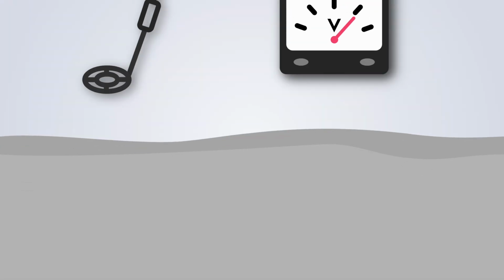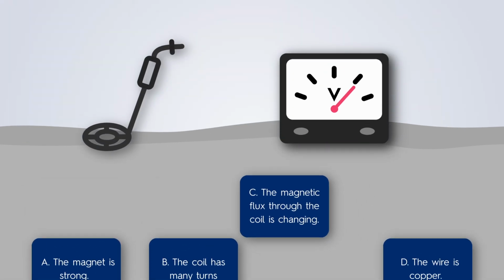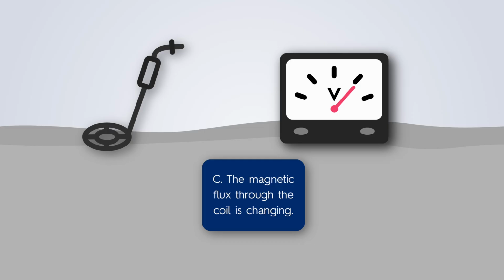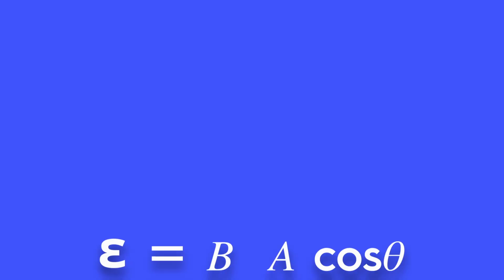Now, let's go back to our quiz. The answer is C. It is the change in magnetic flux that creates the voltage, not just a strong magnet, not a special wire. Here's a common trap.